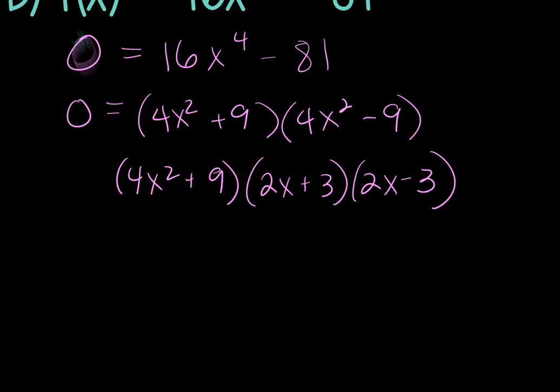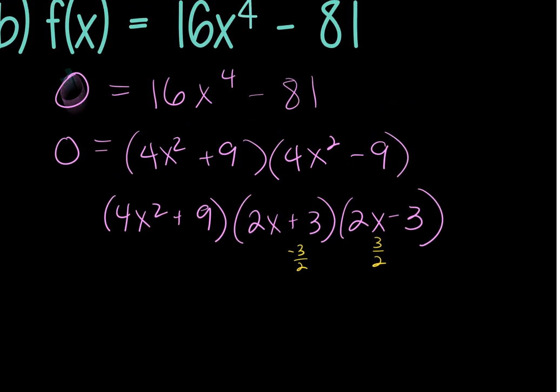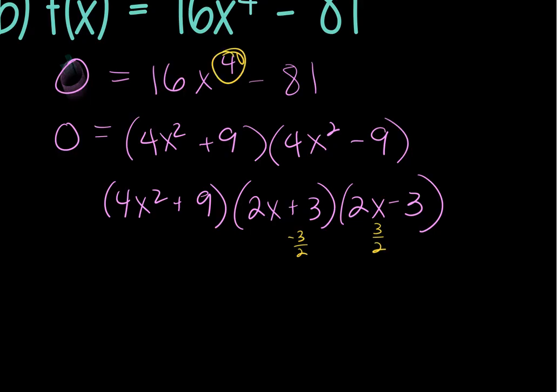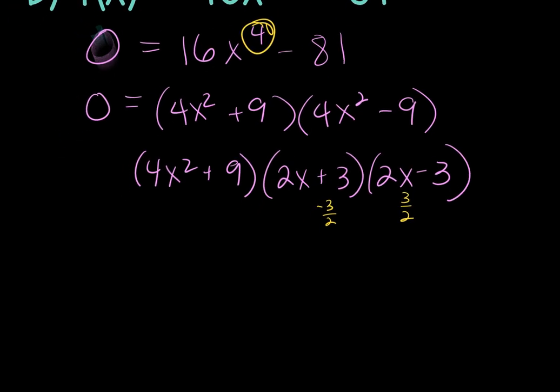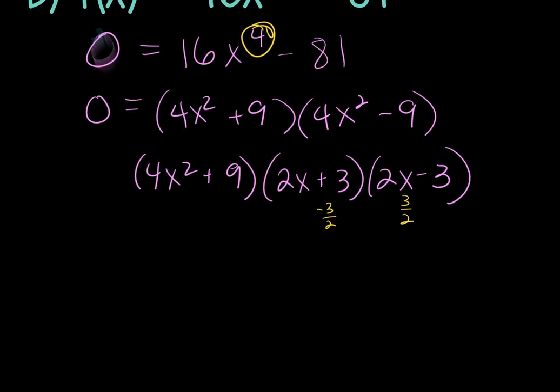So the zeros from my second set of parentheses are negative 3 over 2 and positive 3 over 2. I have those two. There are 4 total based on my exponent being 4. So I also have to solve the left side, and it's not factorable.